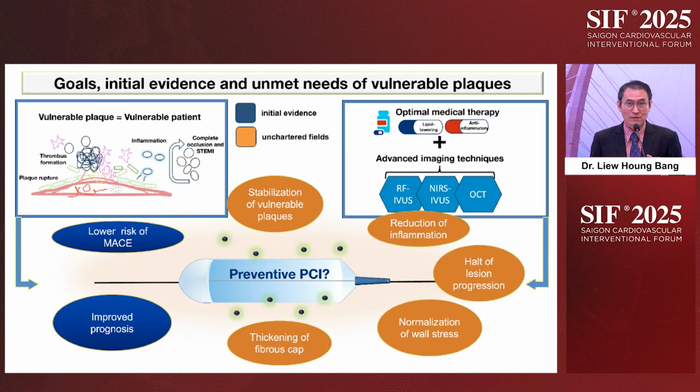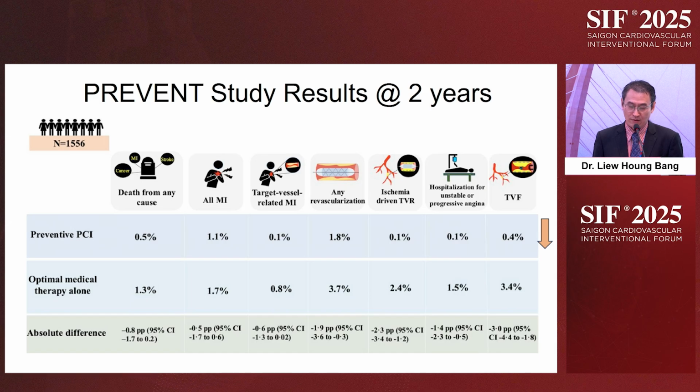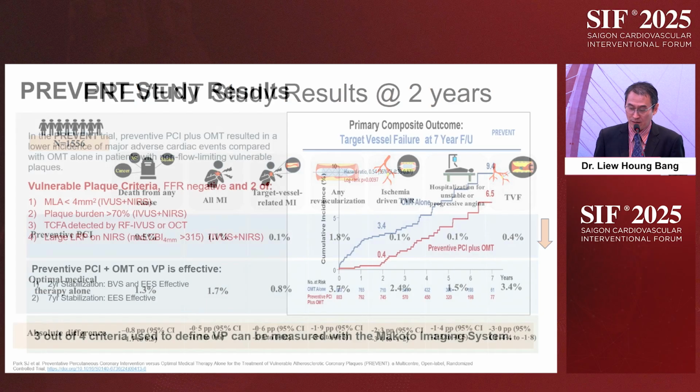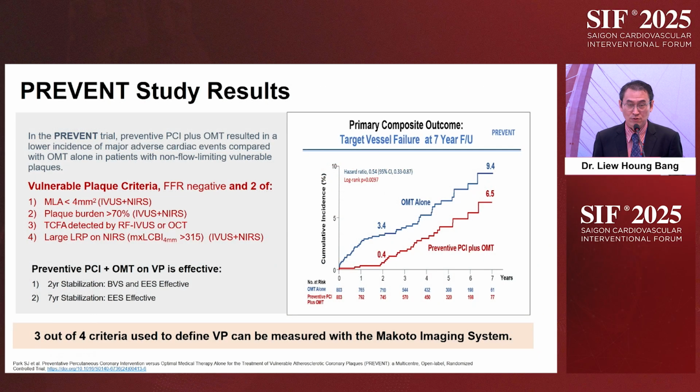So we have observational evidence, but the next question is, can we do something about it? And this is where we talk about preventive PCI, that we can intervene. Maybe we can change the outcome. And there's a study, the PREVENT study, that looked at this. Patients who have non-flow limiting plaque, but high risk, high lipid profile. The PREVENT study randomized patients to PCI or optimal medical therapy. And this is the outcome at 2 years. You can see across the board, less death, less MI, less ischemia-driven TVR. And when we follow these patients for the next 7 years, we continue to see the difference.